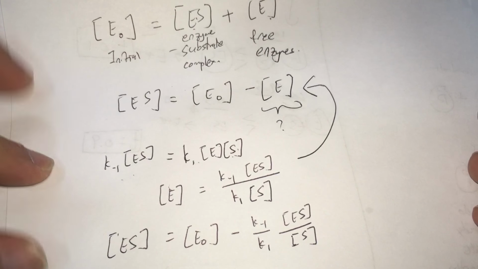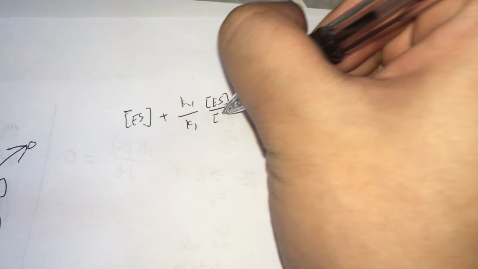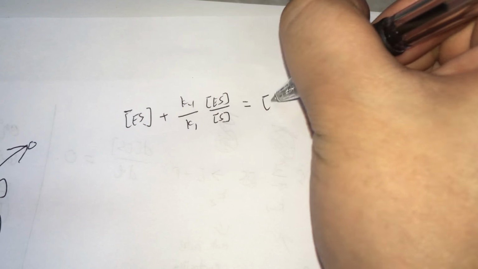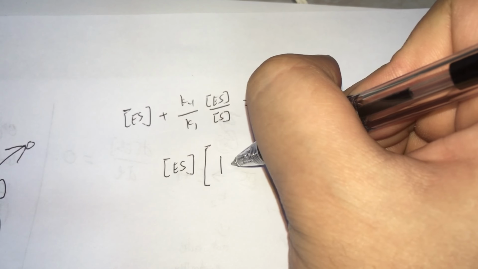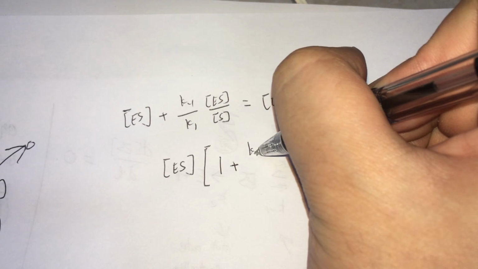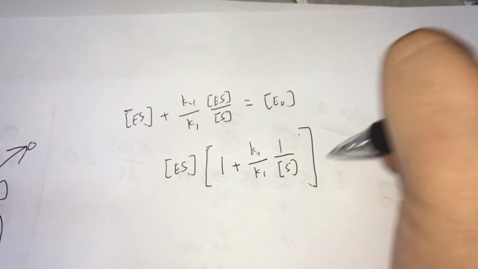Well, now it's a little bit messy, so let's bring some things over. Let's bring this over here. So let's add this to both sides, and you'll get ES plus k inverse over k1 times ES over S, and that will equal E naught. And then just more mathematics, you factorize that out. ES times 1 plus k minus 1 over k1, times 1 over S.